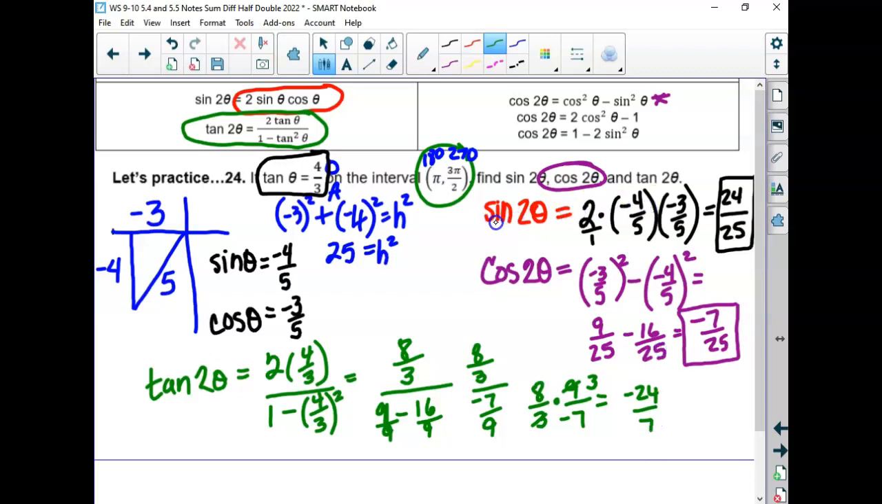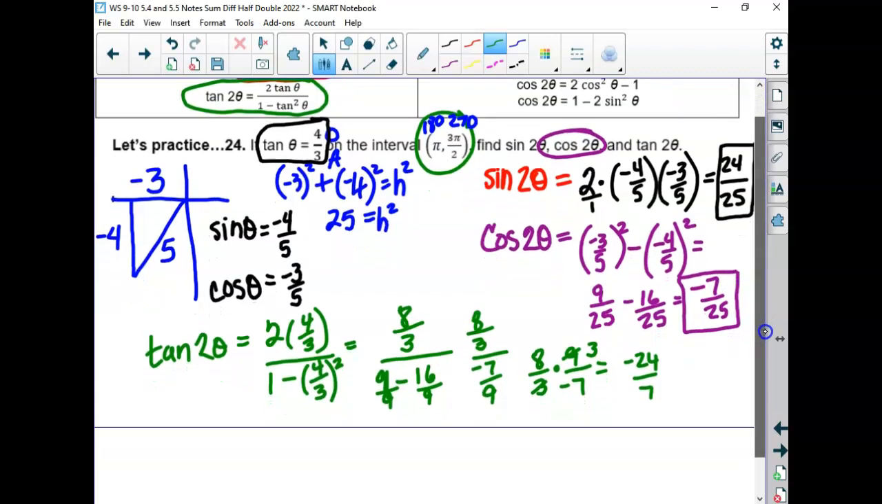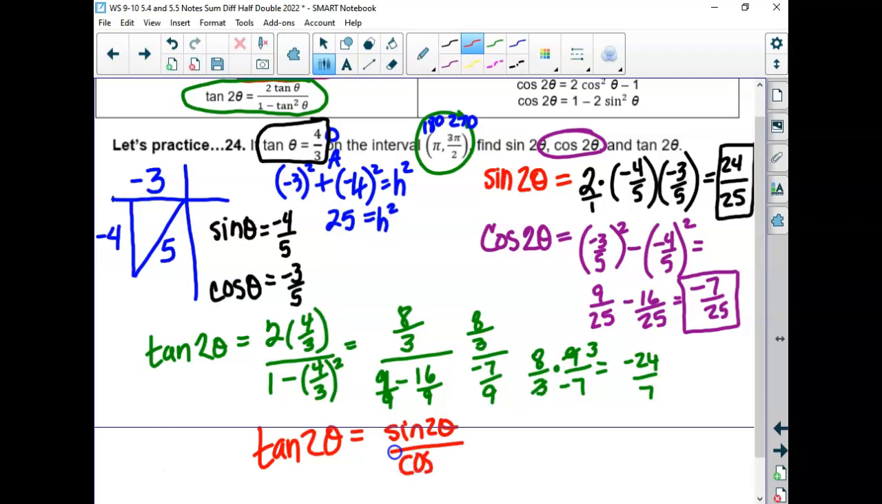If you already know the double sine and the double cosine, how do you find the double tangent? What is tangent always defined as? Yeah, tangent of 2 theta is simply the sine of 2 theta divided by the cosine of 2 theta, okay? Well, we said the sine was 24/25, and I'm going to write it this way, divided by the cosine, which is negative 7/25. Can you flip the second one over and see what happens?